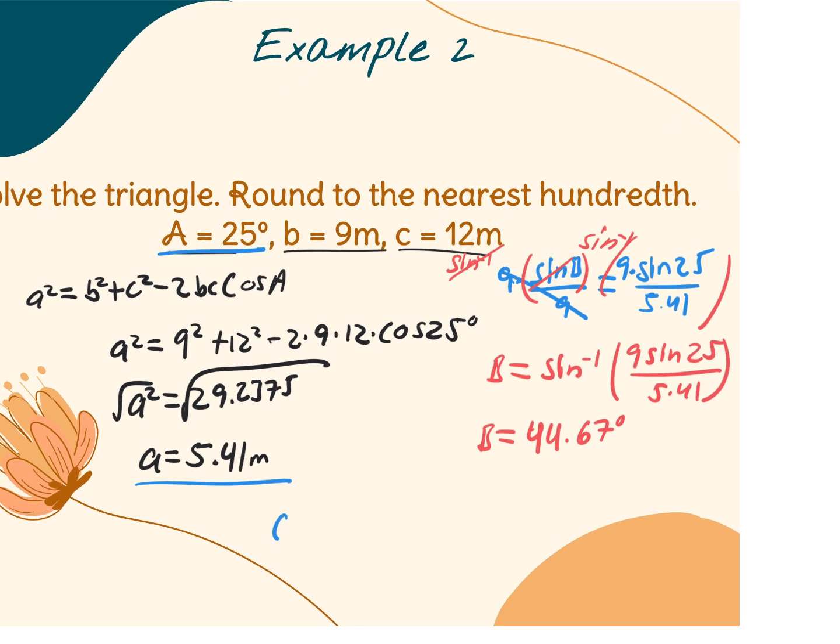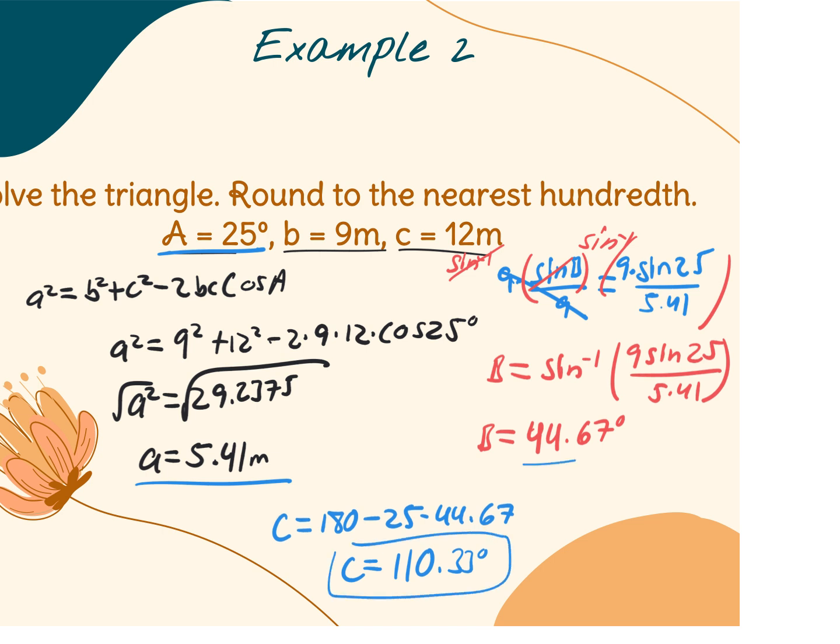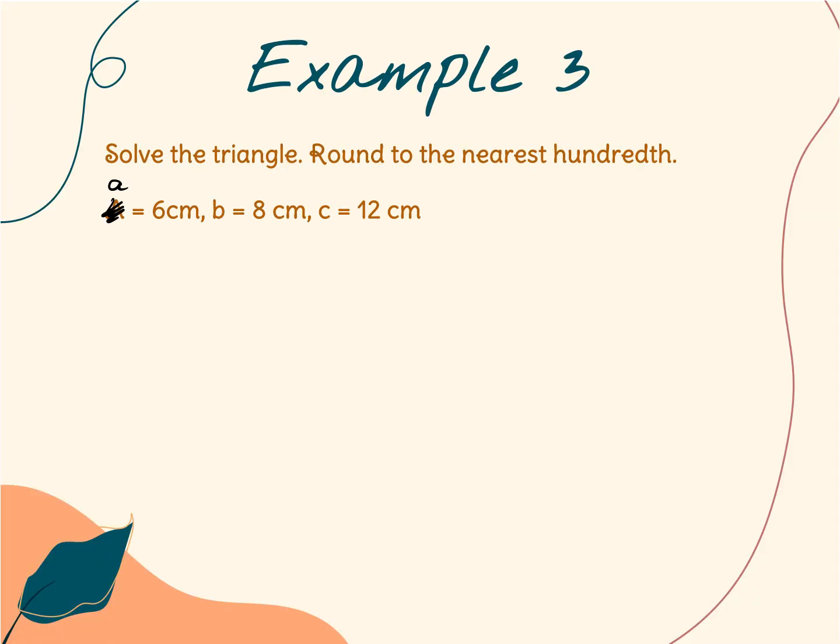All right, so I know that angle C has to be 180 minus 25 minus 44.67. All right, so we get C equals 110.33. All right, so that gets us all of our angles and our missing side. All right, so this triangle is solved. All right, so let's try another one.